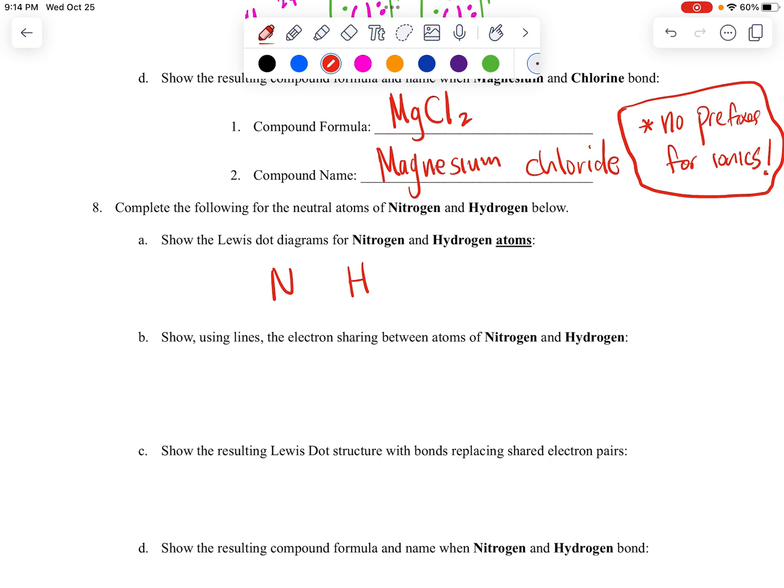Nitrogen has 1, 2, 3, 4, 5 valence electrons, and hydrogen has 1. Now, it seems like this nitrogen on the left has 3 sides where it is not fully filled, right? It has 1 of each. But if you look to the right, hydrogen happens to have 1 valence electron. So my assumption is that I'm going to need 3 hydrogens so that each hydrogen can go inside of that spot to the right of the nitrogen, below it, and to the left of it, right? So that's all I have to do for step A.